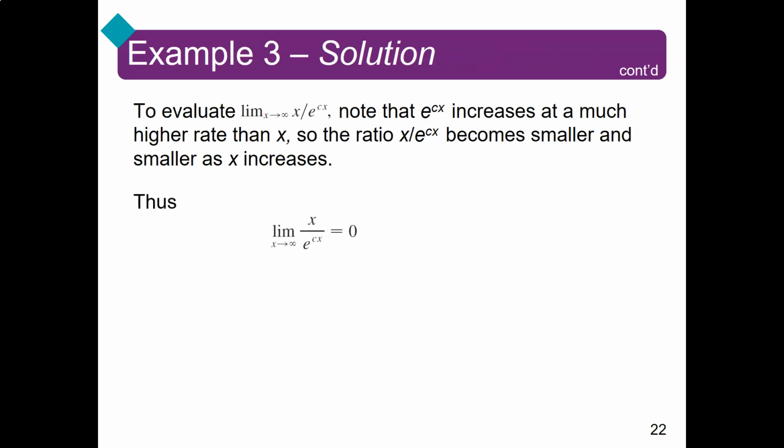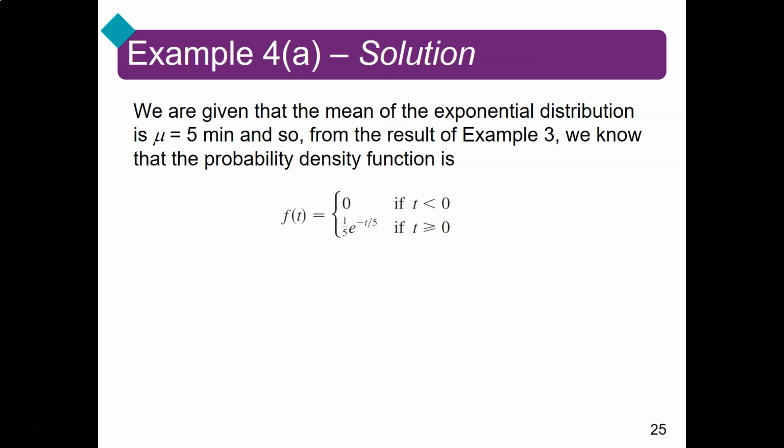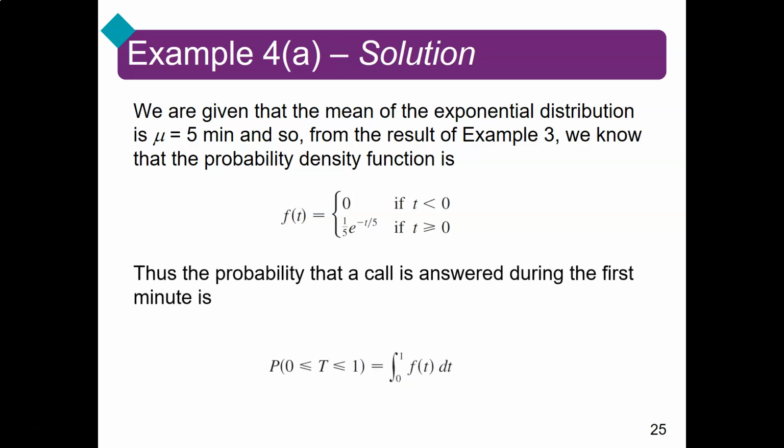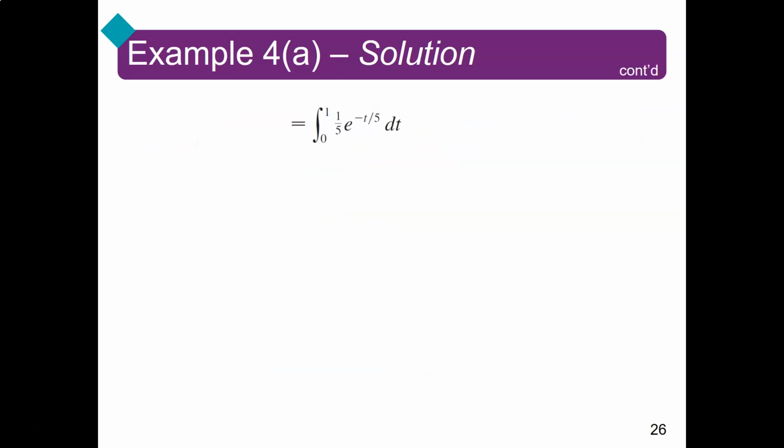So we have our probability density function here, and we just need to integrate for each of the two examples. The first one they asked, what's the probability of calls answered in the first minute? We would just integrate from 0 to 1. And for the second one, the fact that they wait no more than 5 minutes or more than 5 minutes, I can't forget which, we need to integrate from 5 to infinity or 0 to 5, whichever one they said.